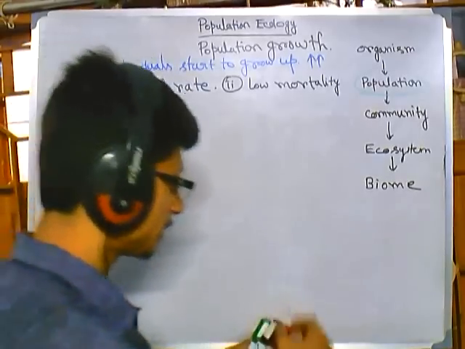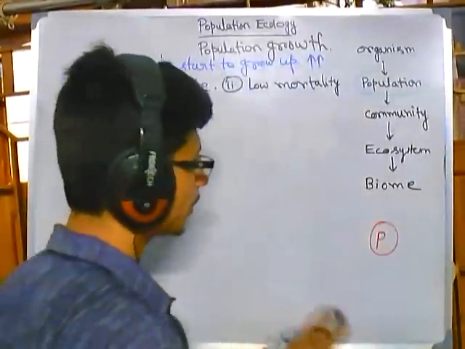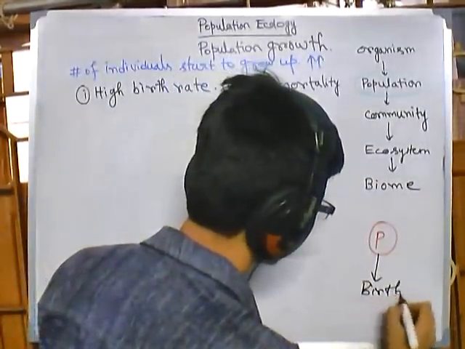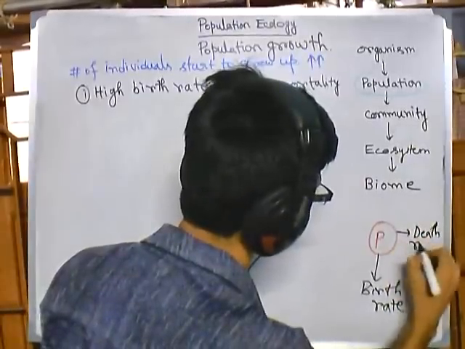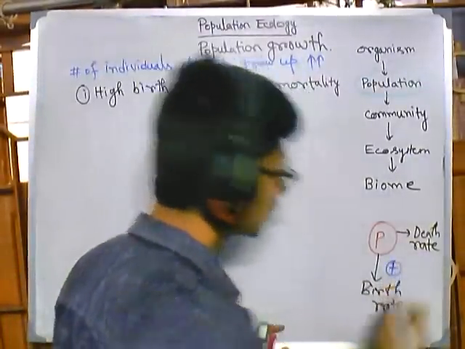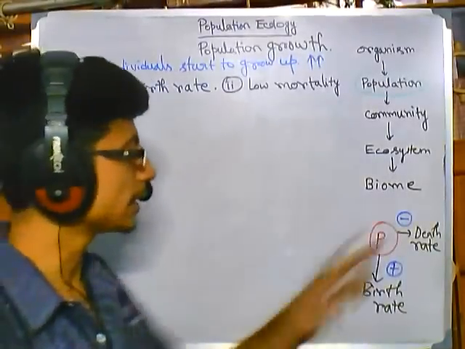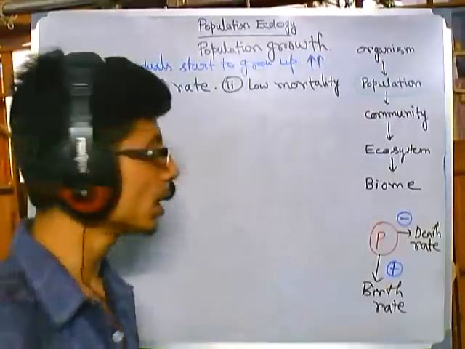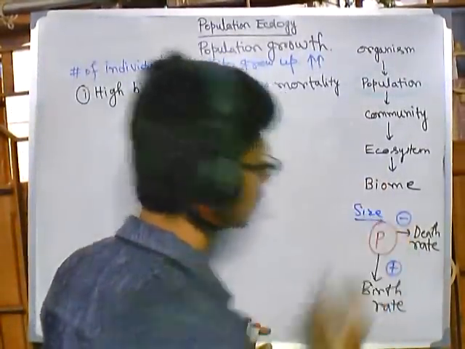So if we think of this as a population, say this capital P is a population. Now two things are playing important role. One is the birth rate, another one is the death rate. Now two things are doing two important jobs. Birth rate is increasing the population size. Death rate, the higher the death rate is, it is decreasing the population size. So I am putting the negative sign to the death rate. So these two factors are very important to regulate the size of a population. So this is the size of this population.